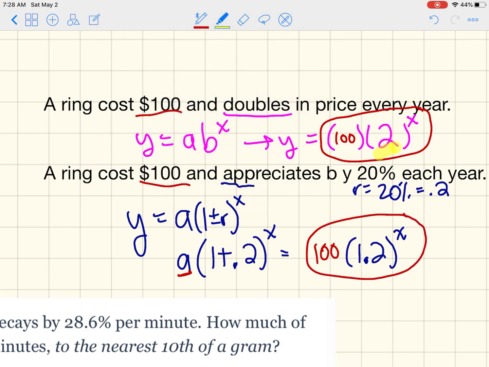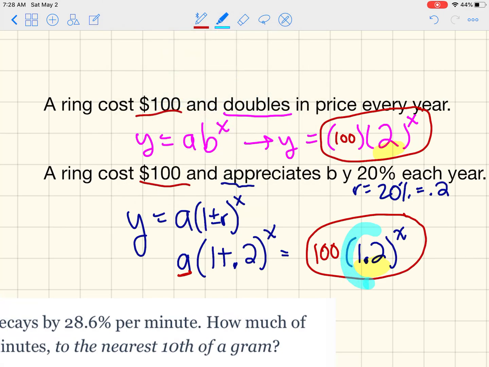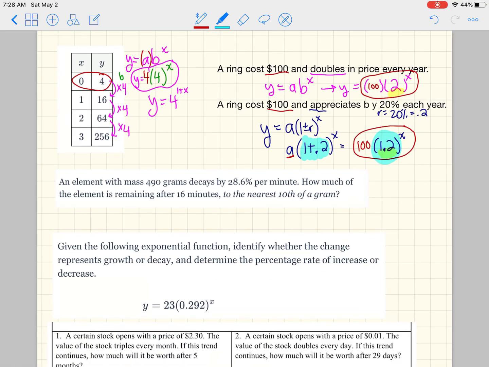This 2 right here represents doubling. 1.2 represents a 20% increase. If, for instance, I said it depreciated by 20%, okay, if I said depreciate, then this number would be 1 minus 0.2. So that's why it depends if you're going to use plus or minus. So I will show you that here.